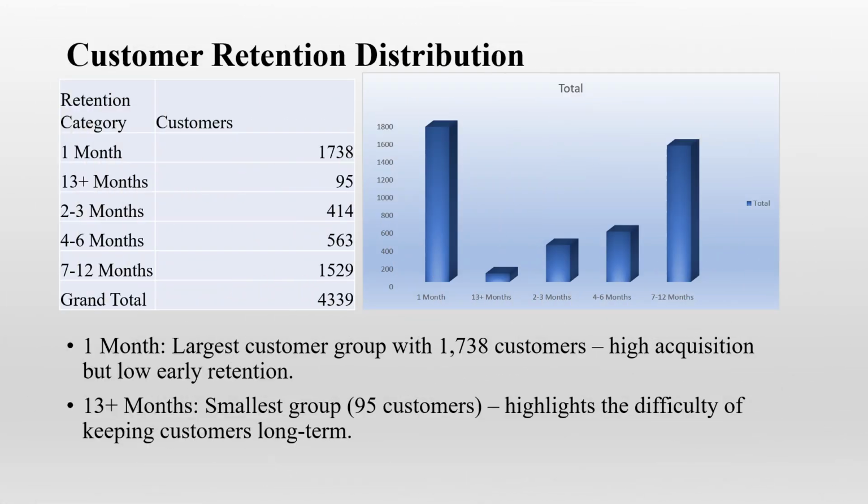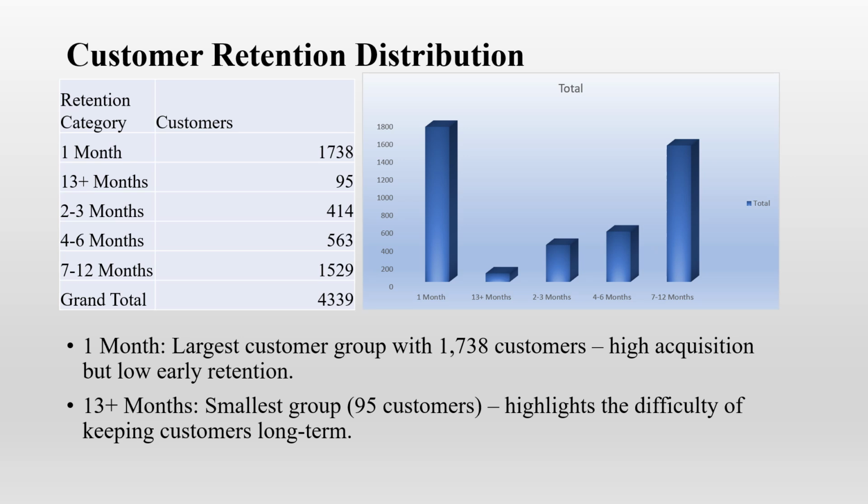Now for customer retention distribution, that is the count of customers by retention category. This is our pivot table. From the pivot table and the charts, we can see that 1 month has the largest customer group with 1,738 customers, which shows high acquisition but low early retention.